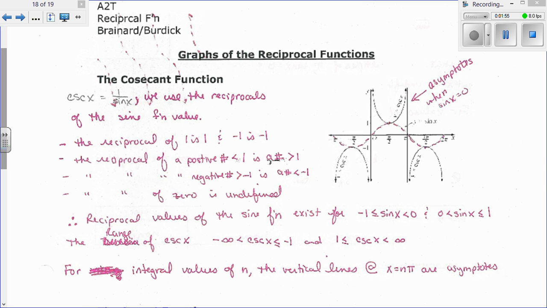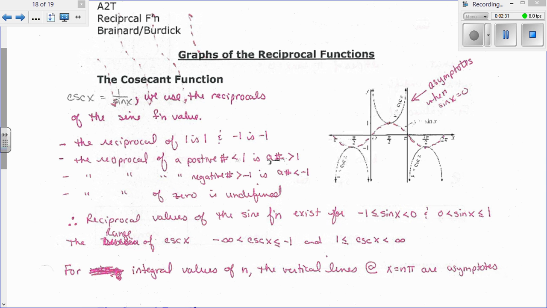And the reciprocal of a negative number greater than -1 is a number less than -1. So if I have a negative 1/2, which is greater than -1 because negative 1/2 is closer to 0 than -1 is, and I take the reciprocal of that, I get -2. So it's going to be less than -2, which means it's farther away from 0.